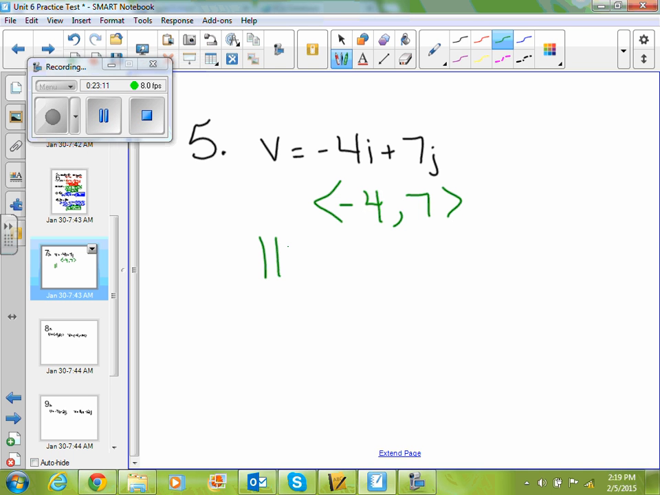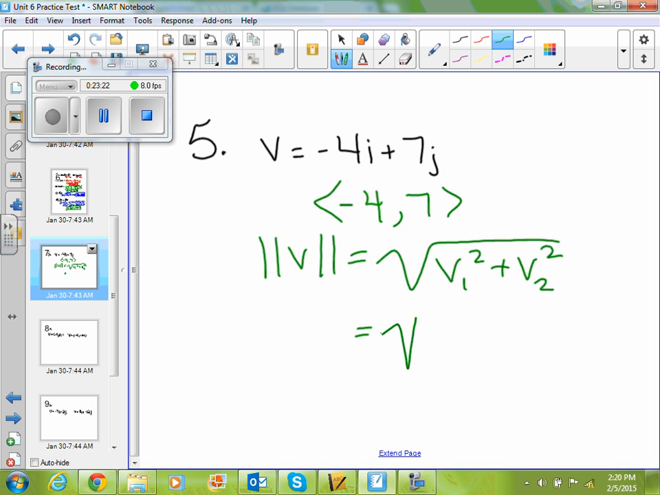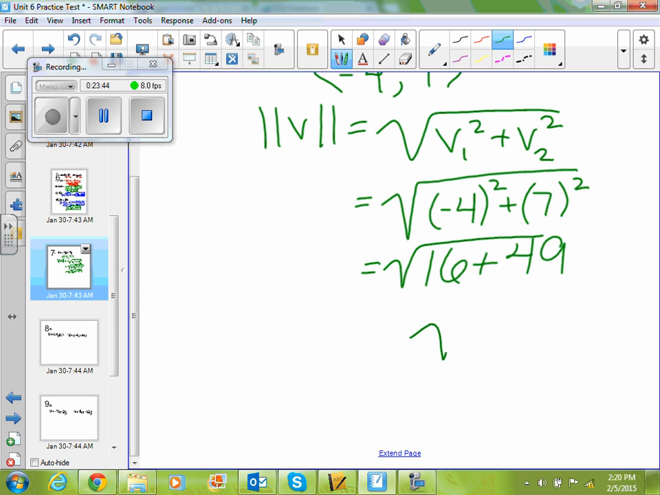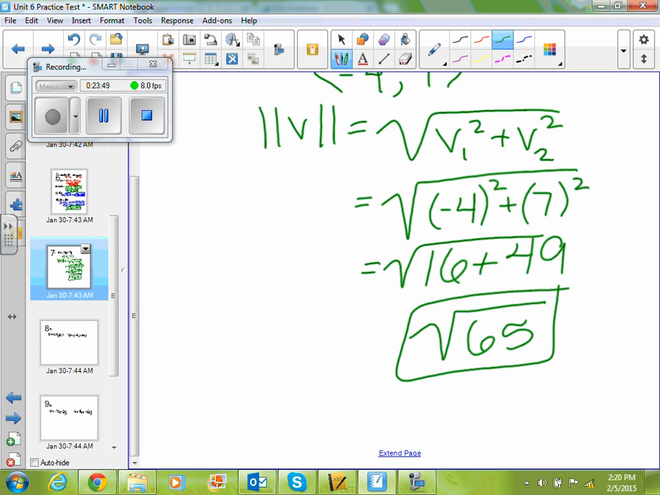And our magnitude formula equals the square root of v1 squared plus v2 squared. So v1 is negative 4, so negative 4 squared plus v2, which is 7 squared. Negative 4 squared is 16, 7 squared is 49, 16 plus 49 is 65. So magnitude is the square root of 65.